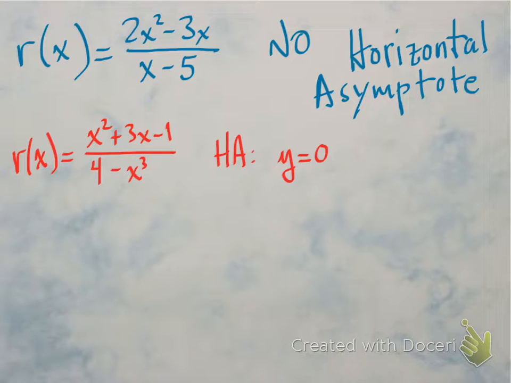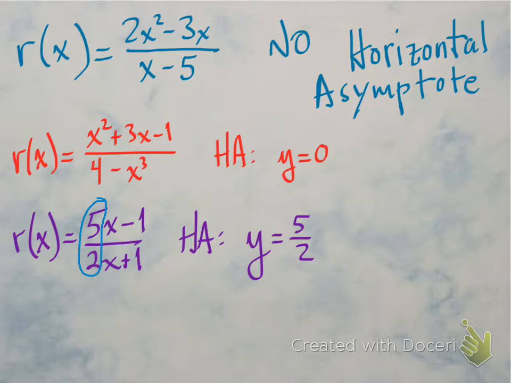Now the last example is this right here. We have a rational function where the degree on top is the same as it is on the bottom. So you just look at those leading coefficients. In this case, it's 5x minus 1 over 2x plus 1. And so the 5 over the 2, that's the ratio of leading coefficients. Therefore, the horizontal asymptote is y equals 5/2. So there's the deal with horizontal asymptotes, if they even exist.